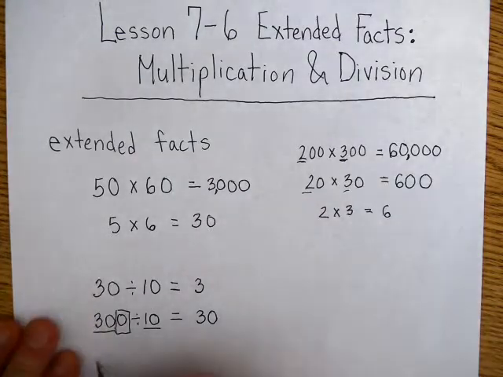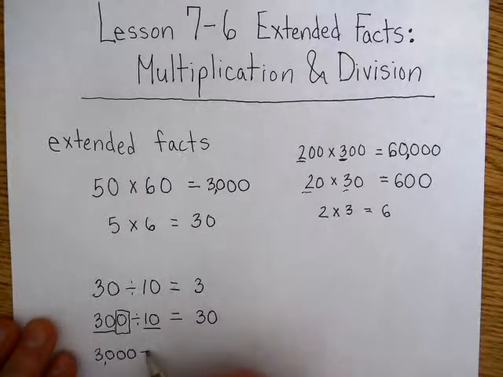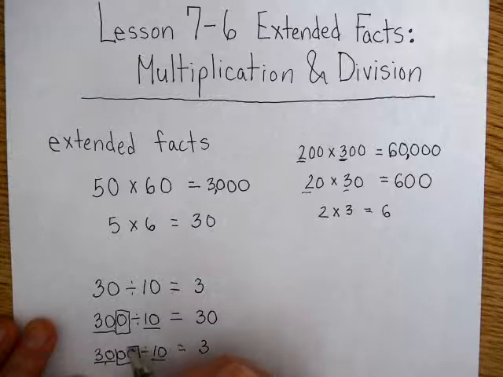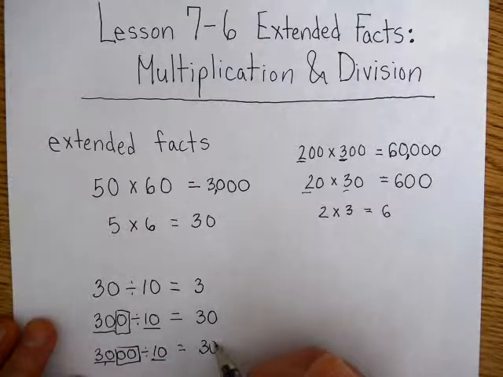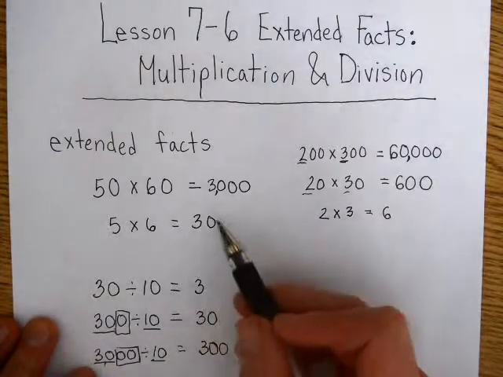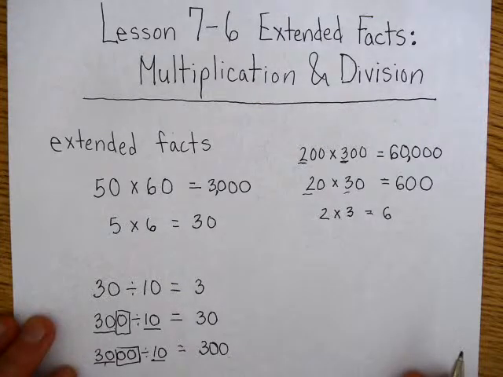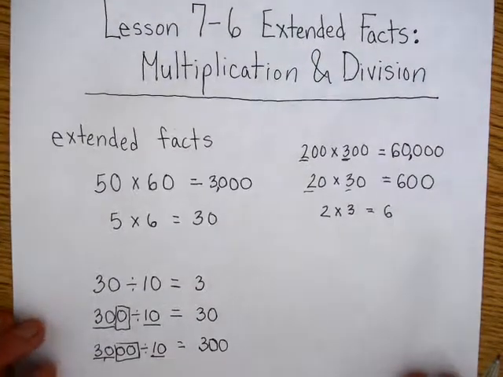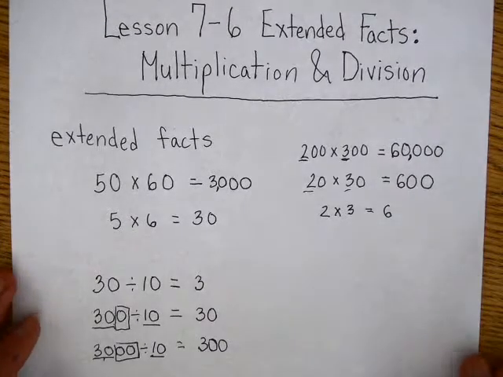And look, we could even do 3,000 divided by 10. Look how we're going to do that. I'm going to take that 30, divide it by 10, and get 3. And then I say, how many zeros do I have left? 2. And I add them right on the end. 3,000 divided by 10 is 300. So it works with both multiplication and division. But you have to pay attention to the zeros on both sides for these extended facts. So please don't get it confused with adding and subtracting, because it does work a little bit differently.